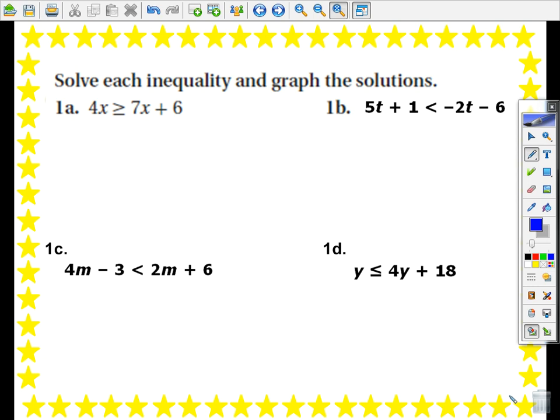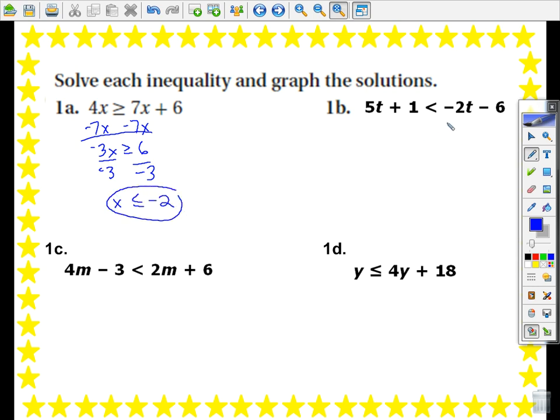Here are 4 more. I'm going to subtract 7x on both sides of the inequality symbol. So I have negative 3x is greater than or equal to 6. When dividing by negative 3, I must also remember to reverse the inequality symbol, and I end up with x is less than or equal to negative 2.